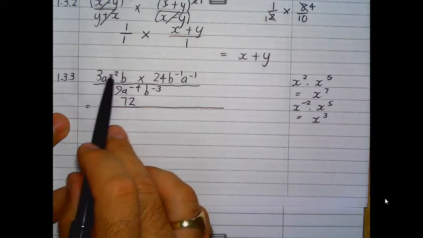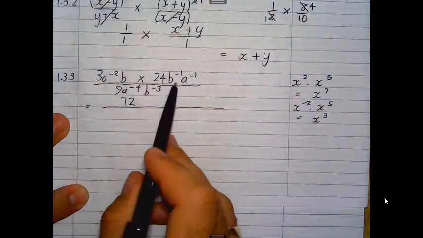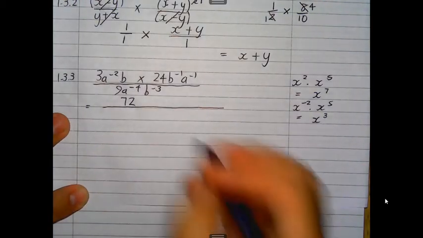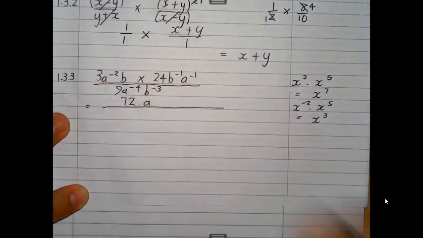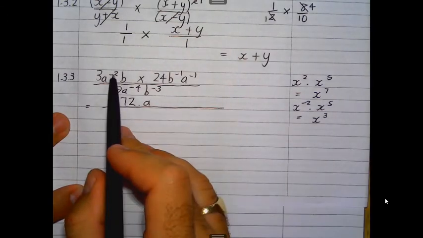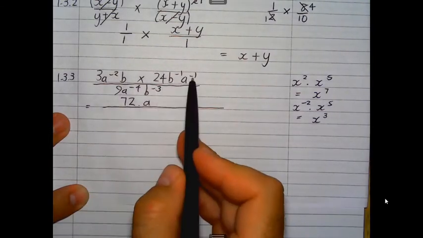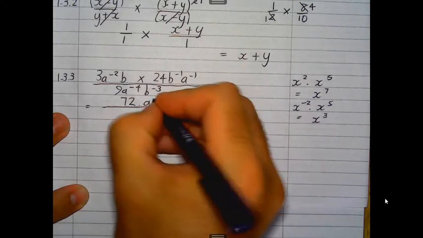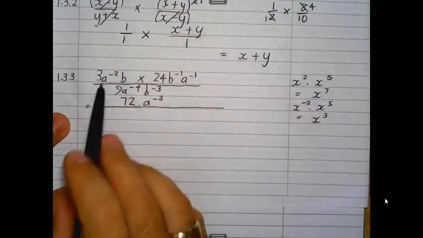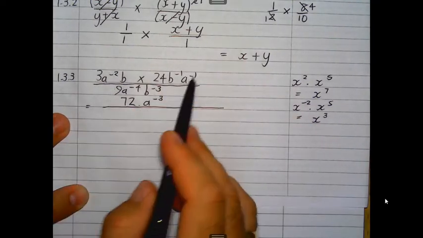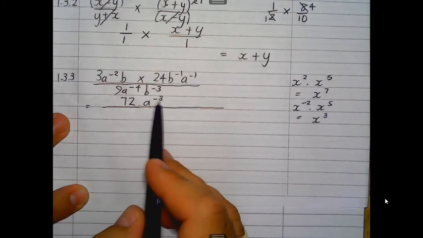A to the power negative 2 times a to the power negative 1. When the bases are the same, we add the exponents. Negative 2 plus negative 1 is negative 3. So I've successfully joined that a with that a to give us a to the power negative 3.